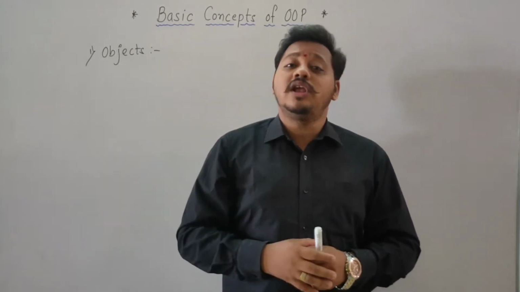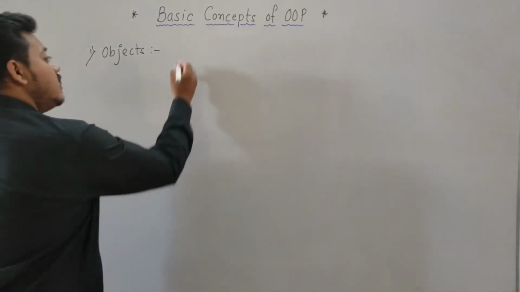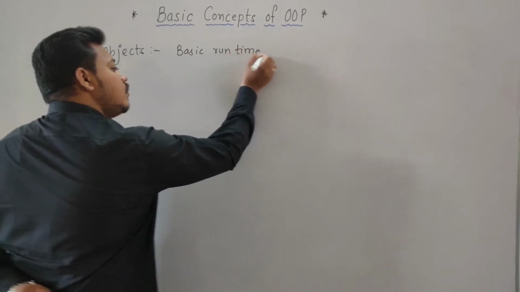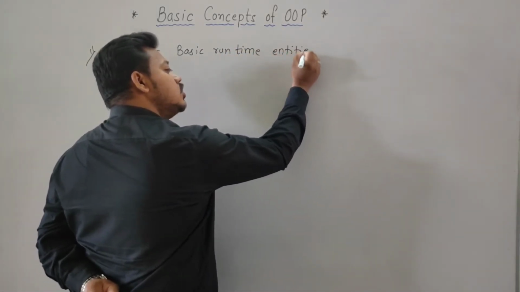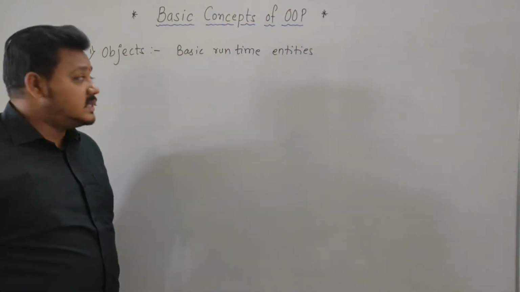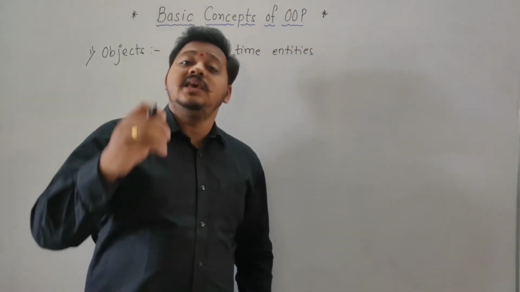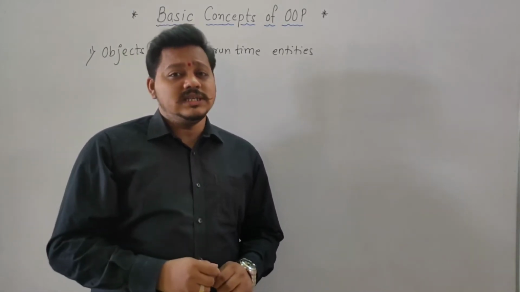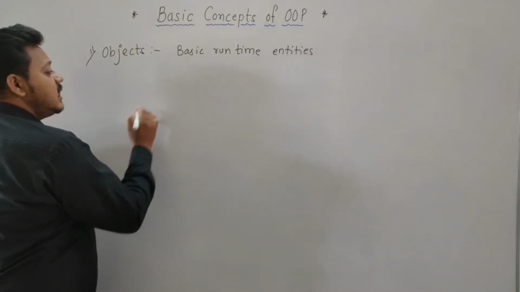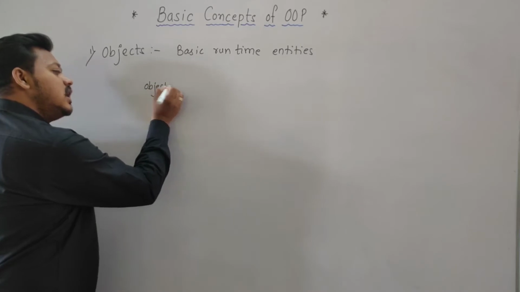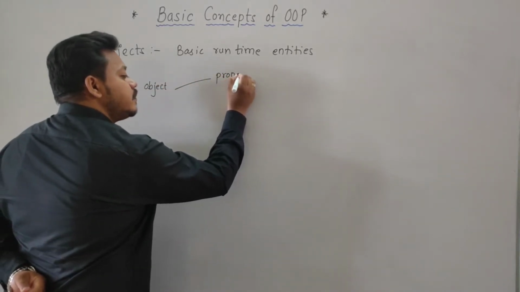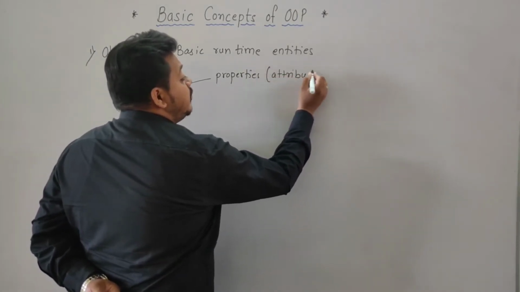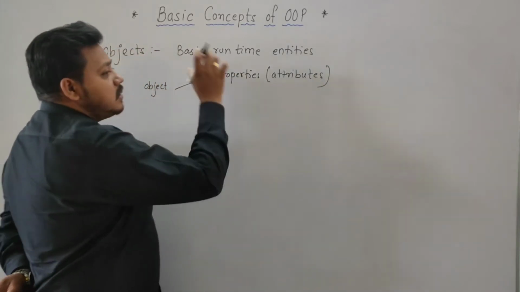Now in terms of object oriented programming, objects are the basic runtime entities. So in object oriented programming, an object is nothing but the basic runtime entity, or we can say the basic element of object oriented programming. Now students, if we are talking about objects, each and every object has some properties. In other words, we can say these are attributes. So each object has some attributes.